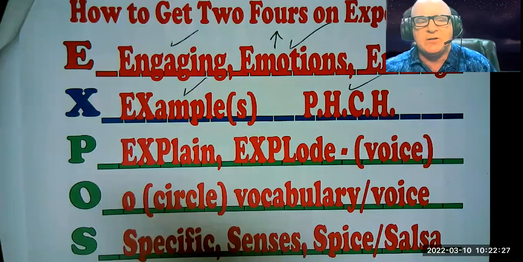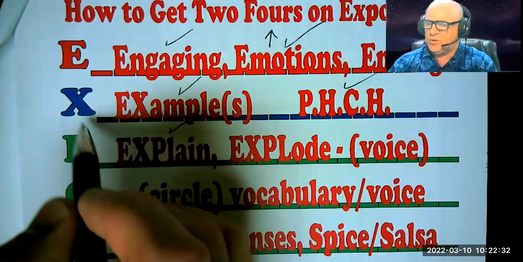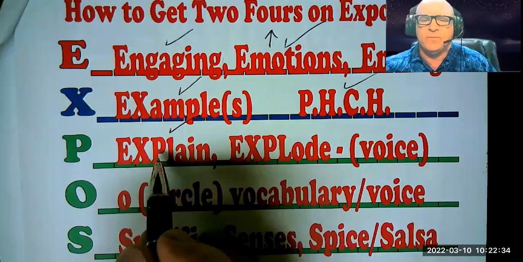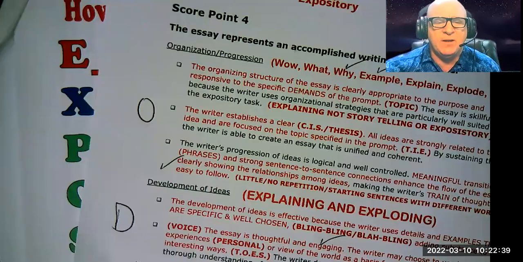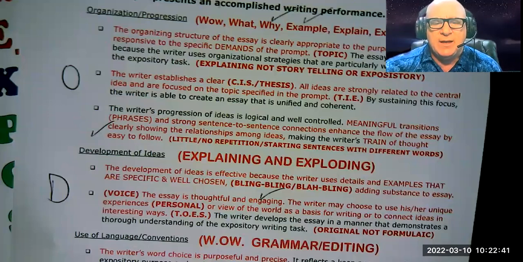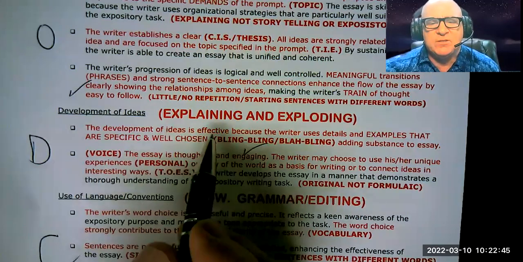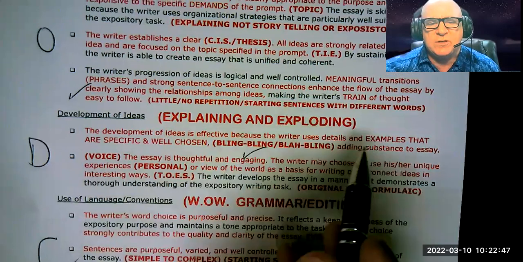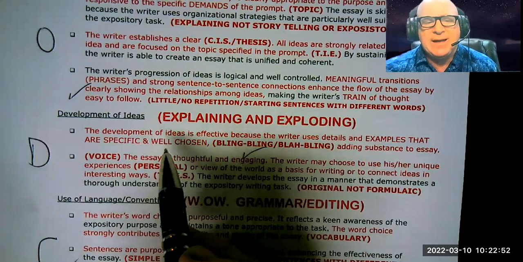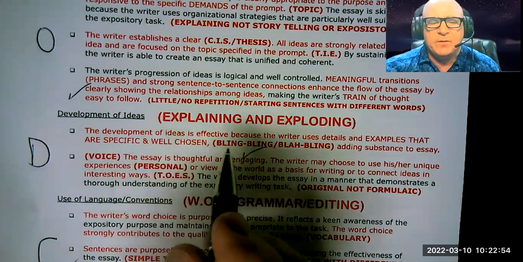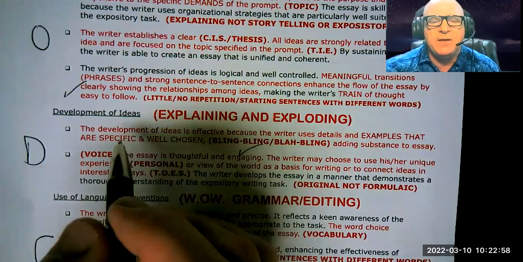What does the next thing say? Explain, the first 3 letters. How do you get a 3? EXP, explain what you mean. Let's see where it says that. The development of ideas is effective because the writer used details and examples that are specific and well chosen. So you can't just give an example, it has to be specific. And if you notice, it also says well chosen. What do they mean by that?